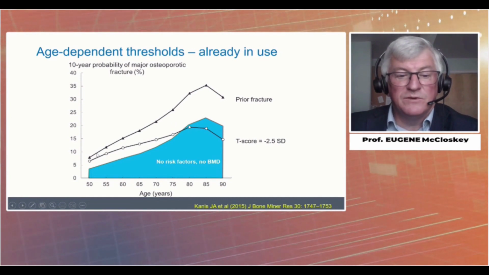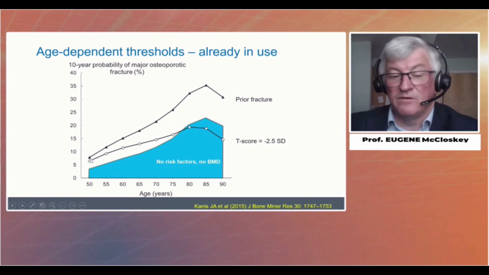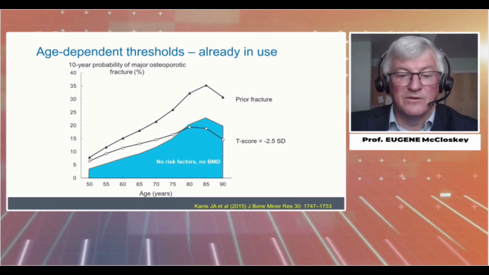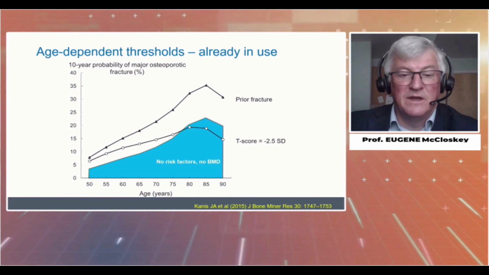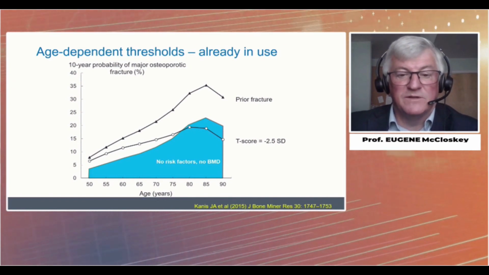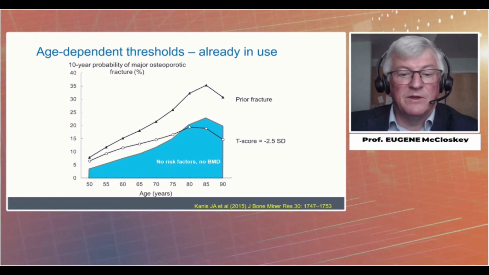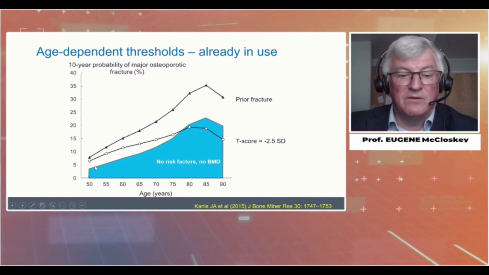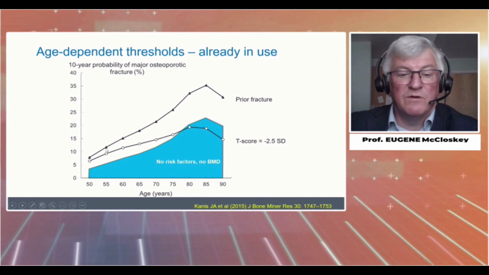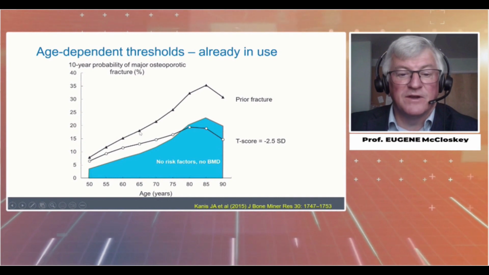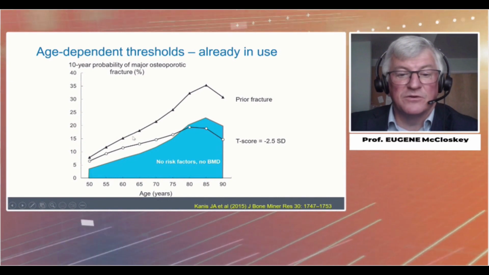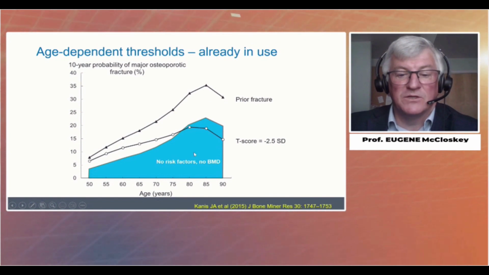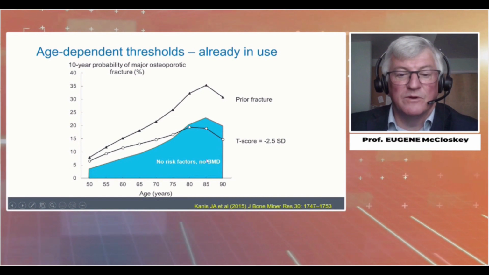In many countries we have decided that if you've got a prior fracture, some countries say a prior vertebral or prior hip fracture, other countries say a prior osteoporotic fracture, that individual should be considered for treatment. In the line here with the black triangles, we're looking at the probability in women at each of these ages who have had a prior fracture entered into FRAX. You can see that this gives a threshold that rises with age and remains well above the population who have no risk factors in the absence of a bone mineral density measurement.